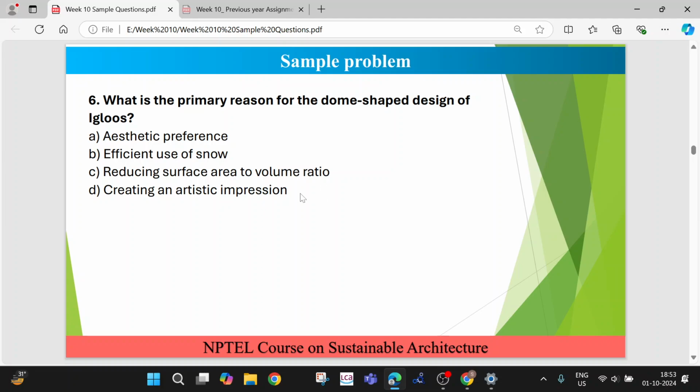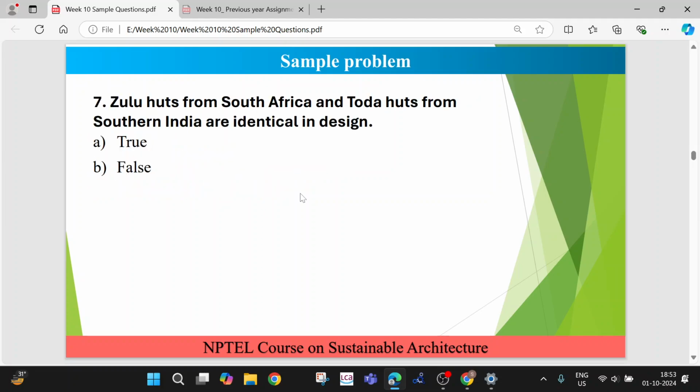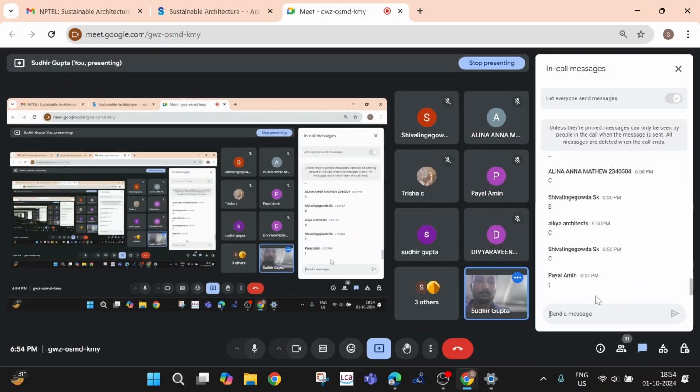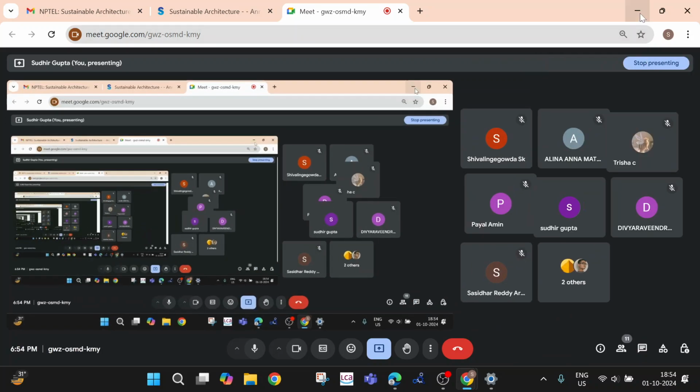Yes, sir. Okay, thanks. Let's move to the seventh question. Here is the seventh question. Zulu huts from South Africa and Toda huts from southern India are identical in design. Is it true or false? Two examples are there in front of you. Based on that you can answer whether both are identical in design or not. The answer to this question is false.